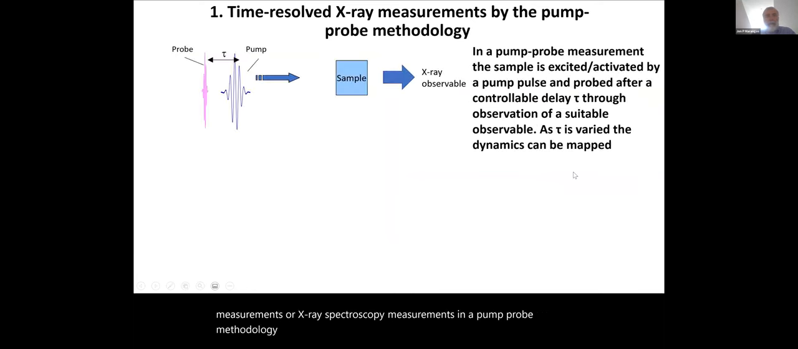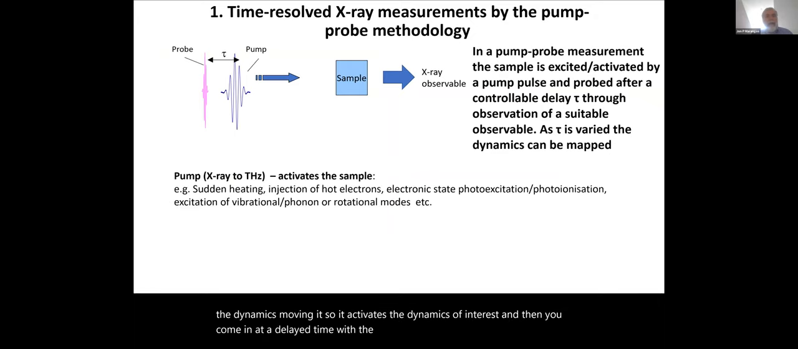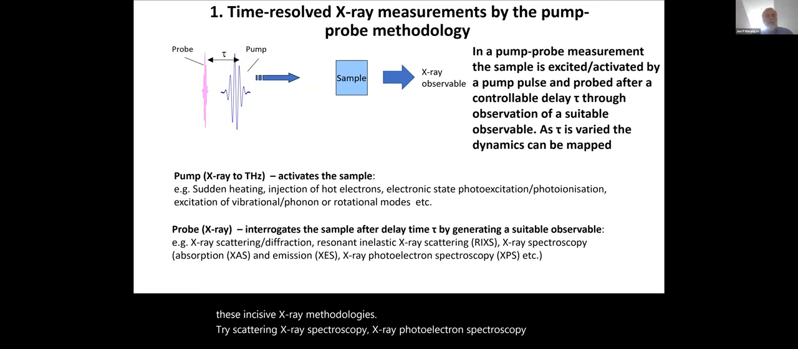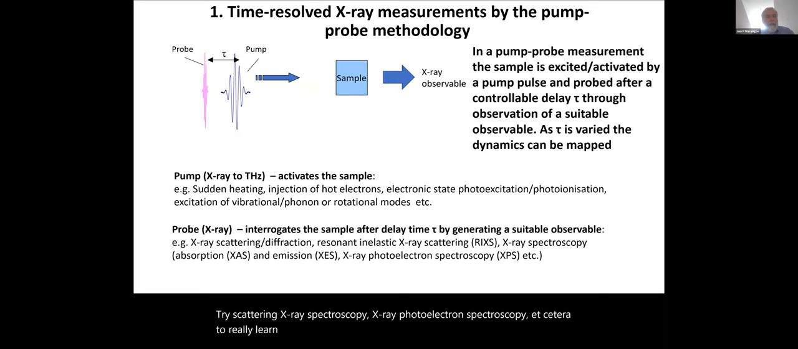So essentially your sample is first excited by a pump, which gets the dynamics moving. So it activates the dynamics of interest. And then you come in at a delayed time with the probe, and that allows you to probe using these incisive X-ray methodologies, X-ray scattering, X-ray spectroscopy, X-ray photoelectron spectroscopy, et cetera, to really learn about the evolution of the structure and of the electronic structure in time with high temporal and obviously spatial resolution.